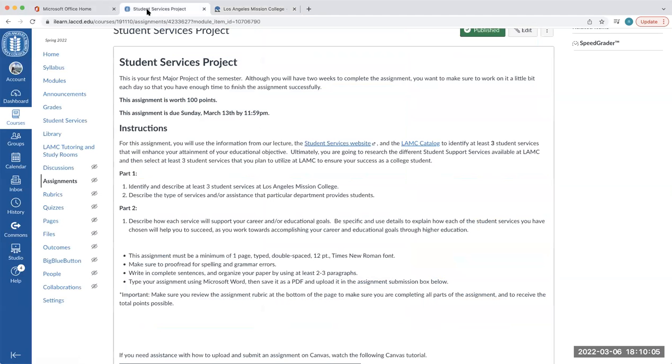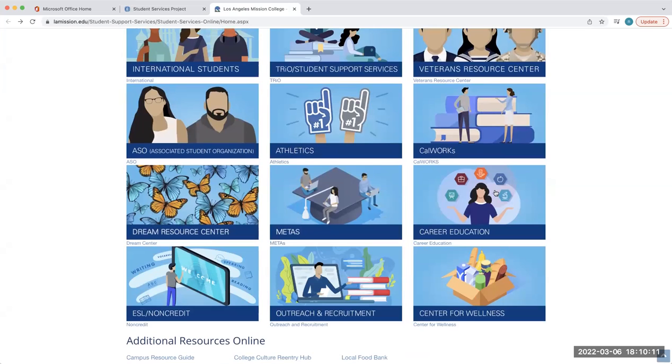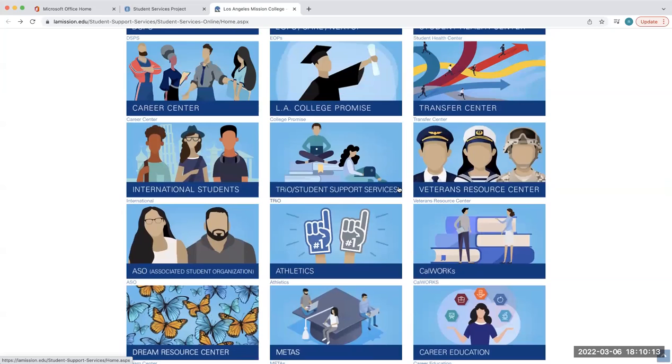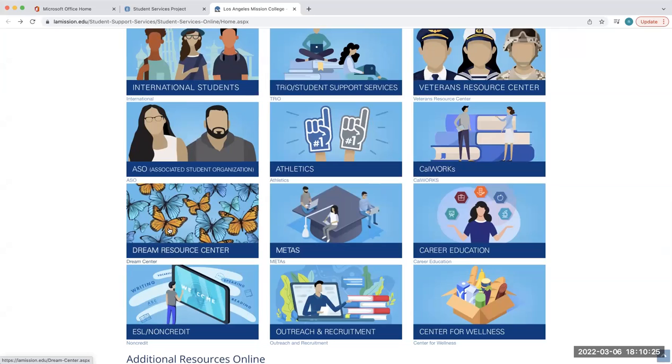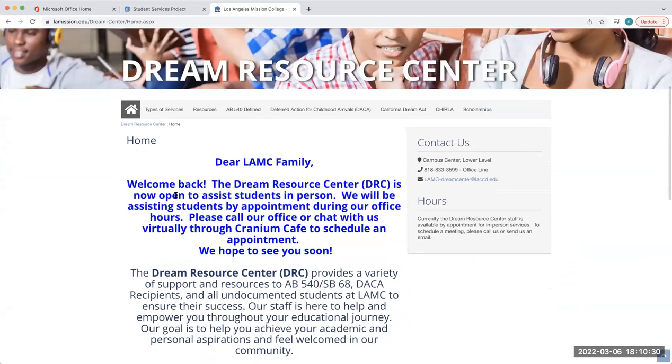The information, like I said, is also in the lecture from last week and also in your reading in the LA Mission catalog. But I really do like this website as well because it's very interactive and it helps you to get used to how to navigate the college website and find the resources and support that you need, depending on what you need. Another example, if you're an undocumented or AB 540 student, the Dream Resource Center is going to be a great student service for you because they're going to have tons of resources for you in terms of assistance with immigration, legal issues, the DREAM Act application, which is financial aid available for dreamers, and so forth.